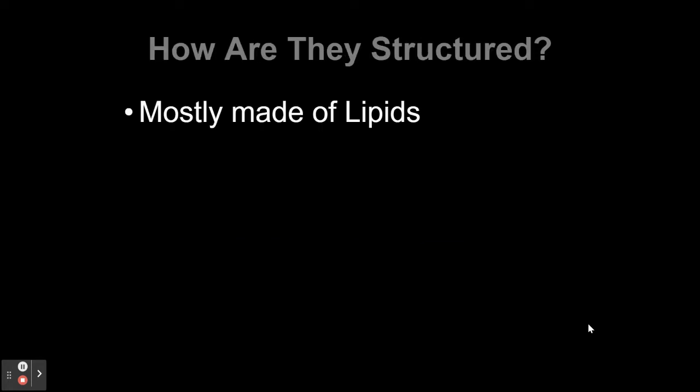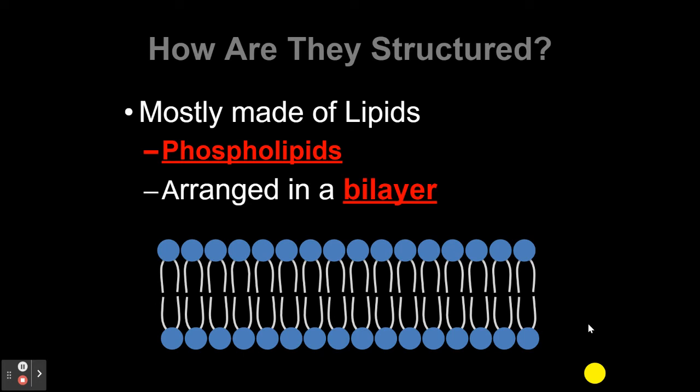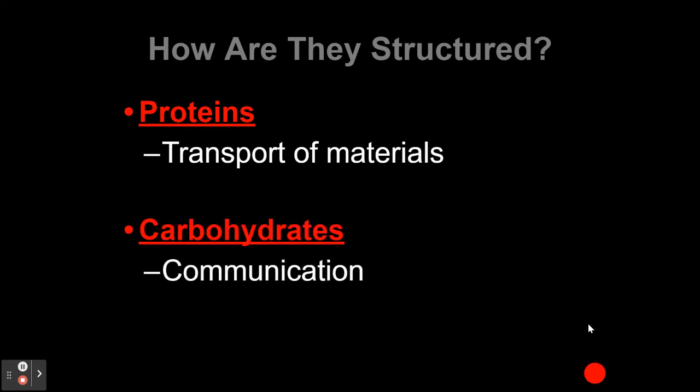Now, plasma membranes are mostly made of lipids. And if you remember, these are phospholipids. And in a membrane, they are arranged as a bilayer. So here's an example of how that bilayer works. Each one of the circles with two tails, that is a phospholipid, and they're arranged in two different layers. Now, in addition to lipids, we also have proteins, which act, among other things, in transporting materials across the membrane, and carbohydrates, which act to help communicate.